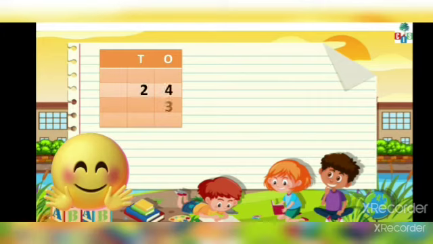24 multiplied by 3. This means 3 times 4 ones and 3 times 2 tens. Starting with ones column, 4 multiplied by 3. So let's say the 3 table. 1 threes are 3. 2 threes are 6. 3 threes are 9. 4 threes are 12. So we will write 2 in ones column and 1 in tens column.